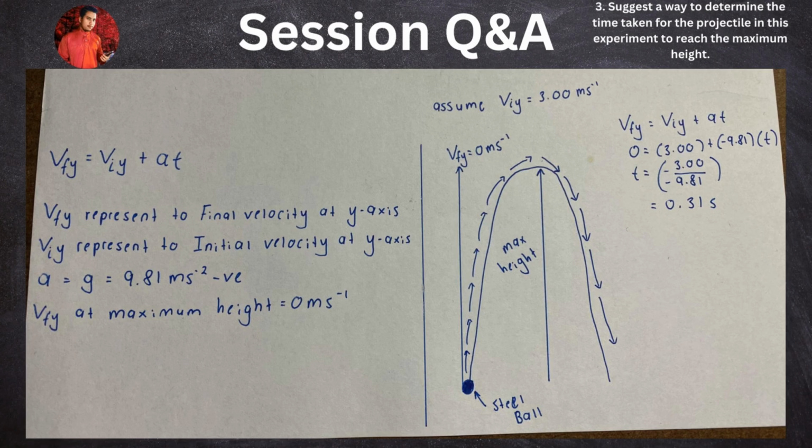So 0 equals 3 plus negative 9.81 times t. So for the time taken, we just use our calculator and we get 0.31 seconds. Okay, so that's the answer. We can determine the time taken to reach the maximum height by using this formula.